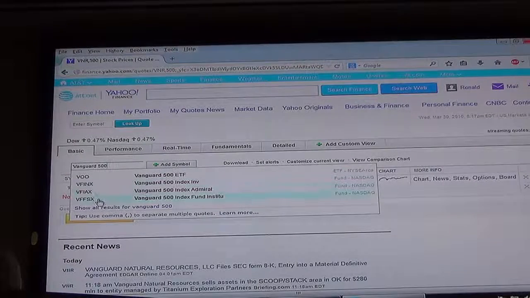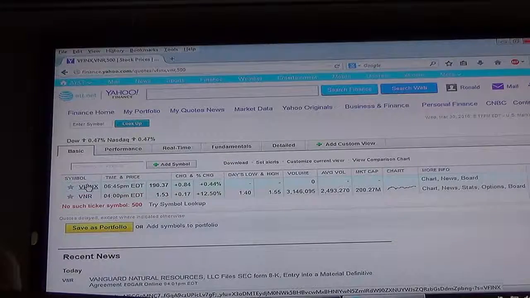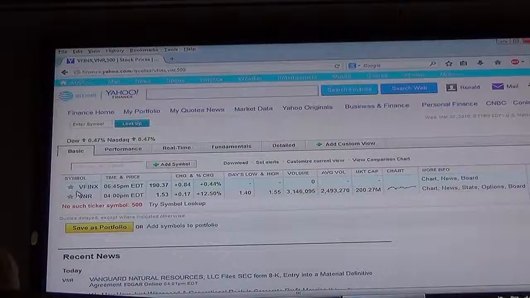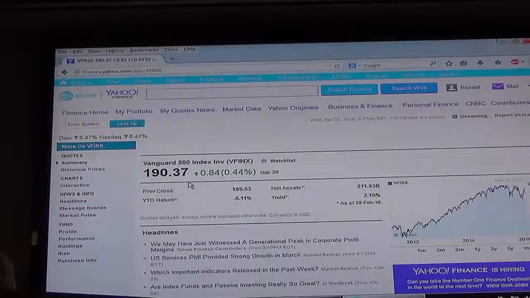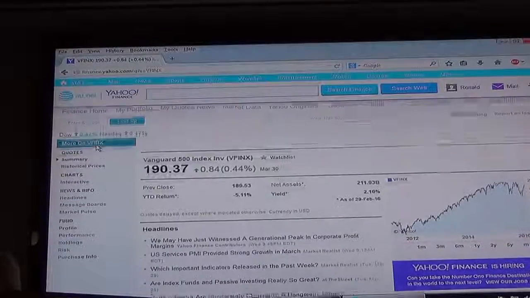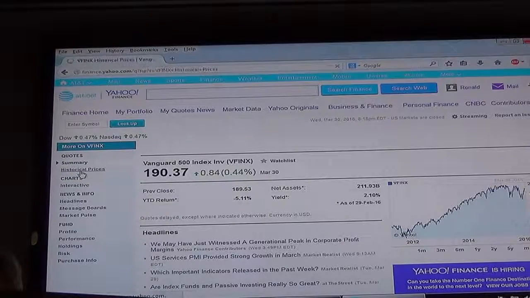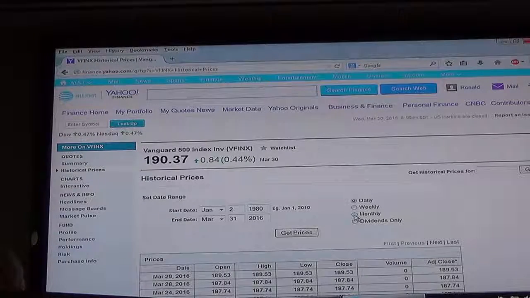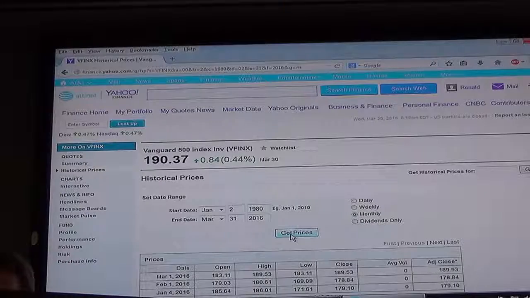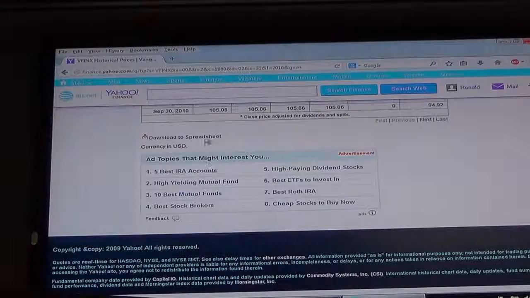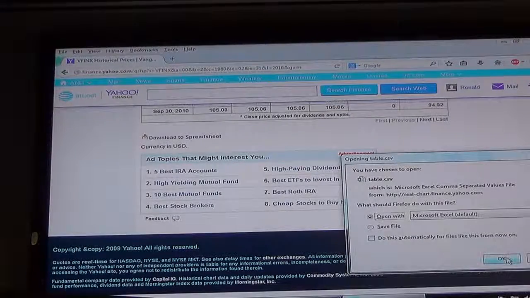I don't know which one has the longest history. We'll try the Vanguard 500 Index INV and see how far back it goes. We'll do historical and then historical prices. We're going to do monthly, but we're going to go back to 1980, so that's good. We actually want annual, so we're going to take the monthly and go to annual, but I'm going to show you how to do that. We'll bring the Vanguard fund in.